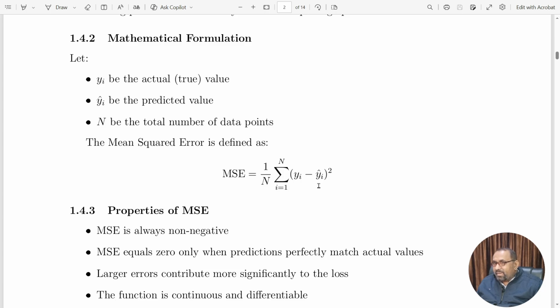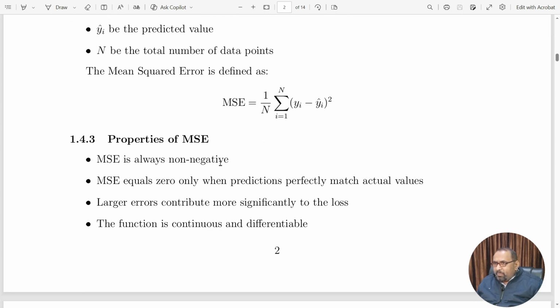Divided by n. So, the properties of MSE: why are these important, and what are the benefits? These are properties we need to keep in mind while using these methods. They will help us understand better how to apply them when we do computing. MSE is always non-negative. The value which we calculate will always be non-negative. MSE equals 0 only when the prediction perfectly matches the actual values.